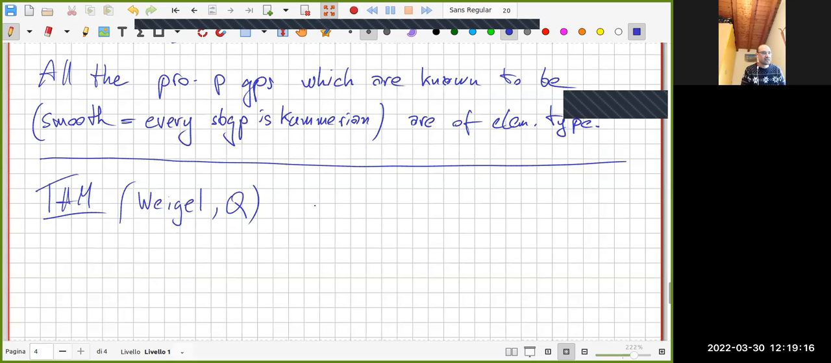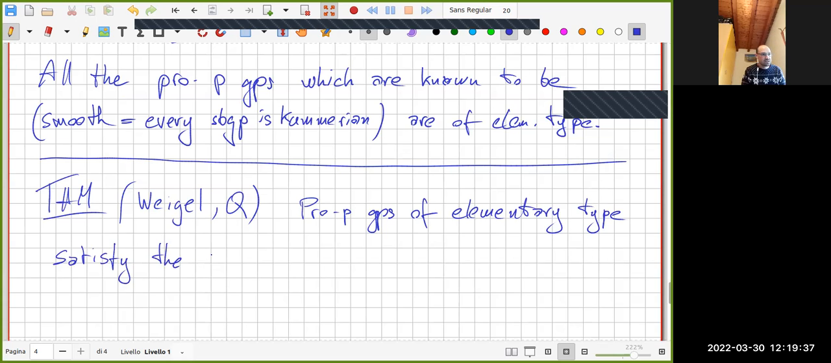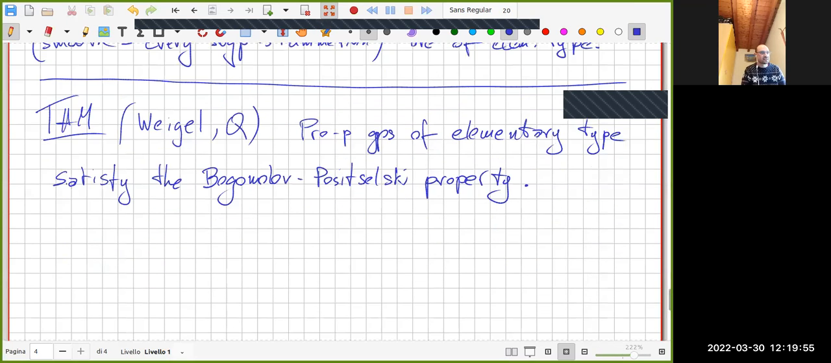We proved that pro-p groups of elementary type satisfy the Bogomolov-Positselski property. So this means that this property is true for all the fields which are known to satisfy the elementary type conjecture. So as I said, for example, we have, well, Hilbertian fields.